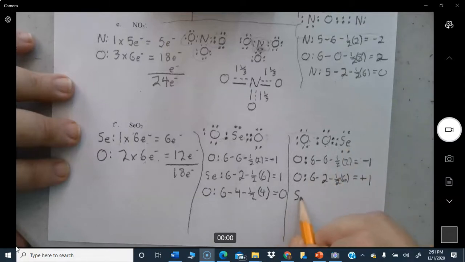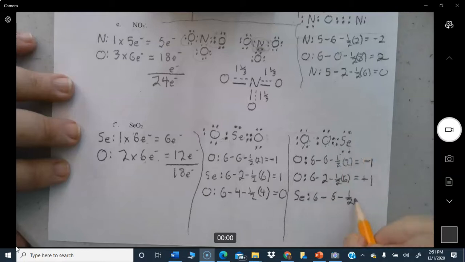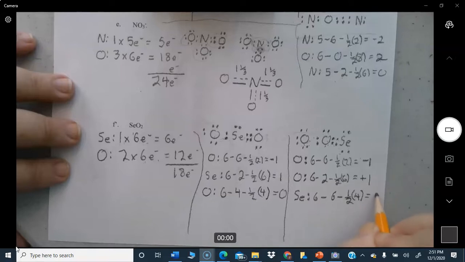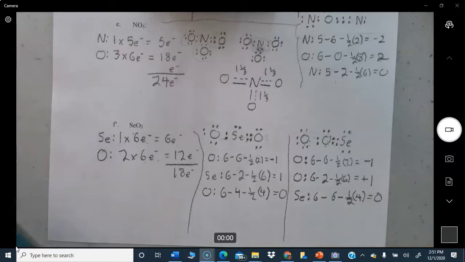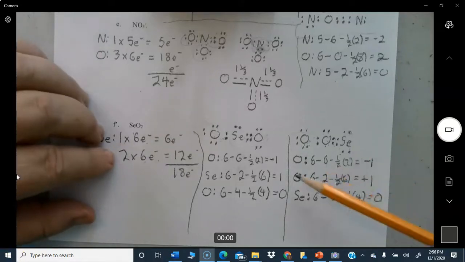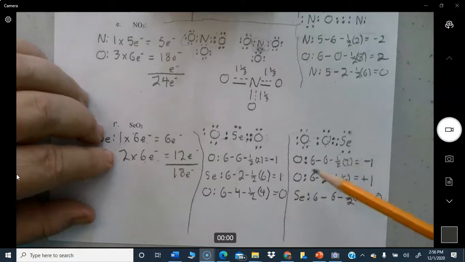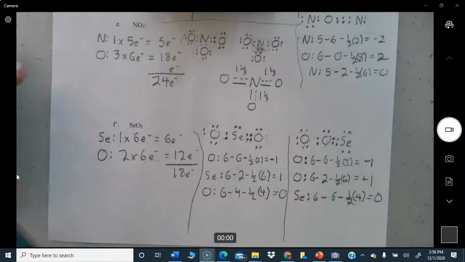And then selenium down here is going to be 6 minus 1, 2, 3, 4, 6 minus half of the bonding, which is 1, 2, 3, 4, and that is going to be 2. So that's going to equal 0. Okay, so when we finish this, we end up with exactly the same formal charges, but on different atoms. So how do we deal with this? Which one's the more stable?